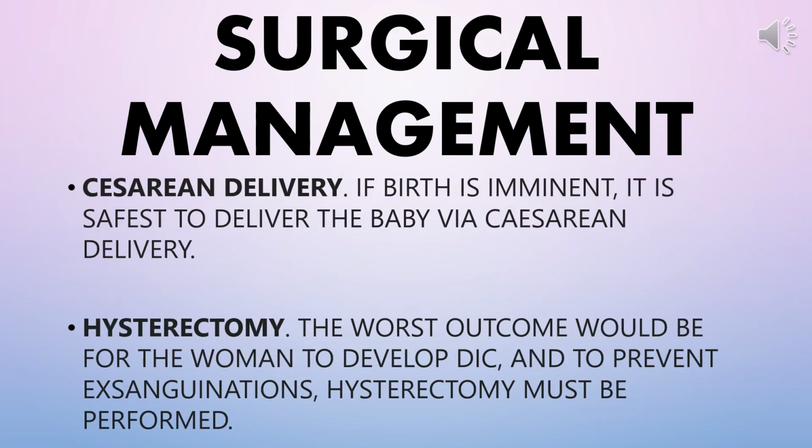Next one is the surgical management. Once the condition has reached a state that seriously endangers the life of both the mother and the child, then surgical management is put into action. The first intervention in surgical management is cesarean delivery. If the birth is imminent, it is the fastest and safest way to deliver the baby via C-section or cesarean section. You can say if both the mother's condition and the baby's condition are threatening, then as the fastest way the baby is delivered via C-section.